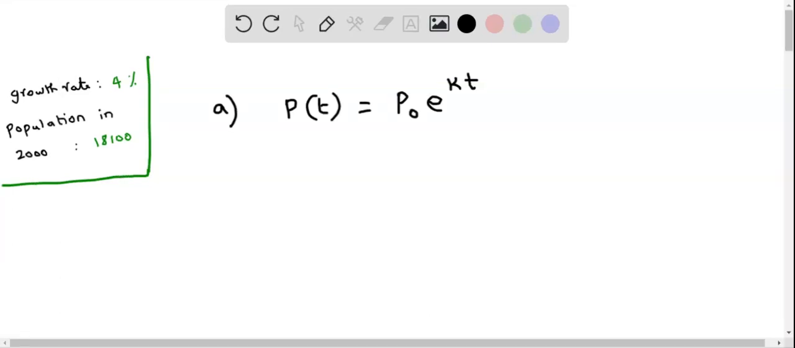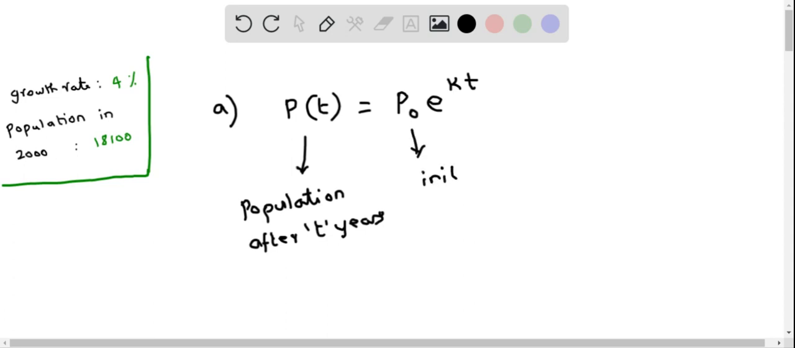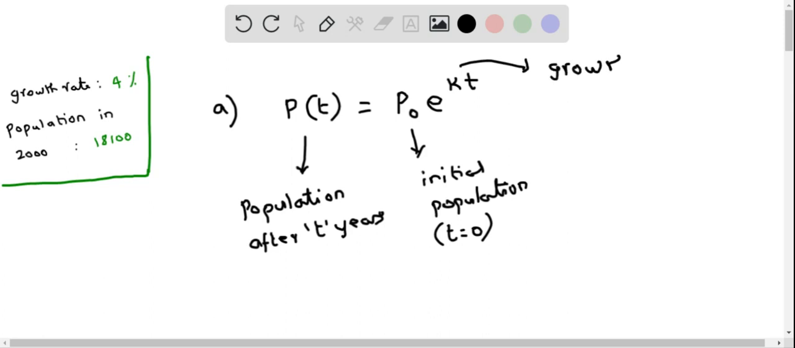Here we use the population model P of t equals P naught e raised to the power of kt, where P of t represents the population after t years, P naught represents the initial population, that is the population when t equals 0, and k represents the growth rate, t represents the time in units of time.